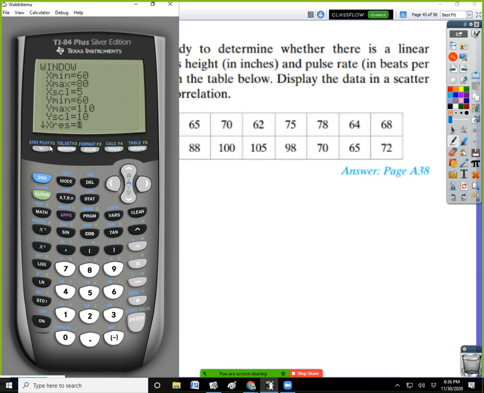Now, if I want to see them, I have to go to second and to y equals.